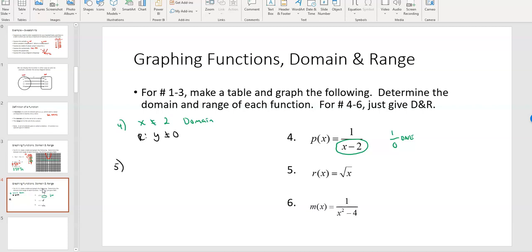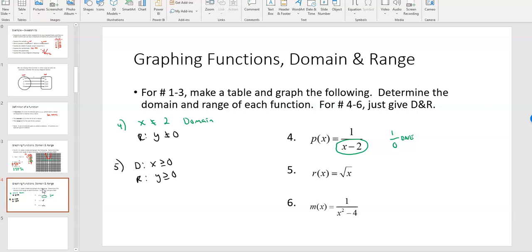For number 5, it says r of x equals the square root of x. The square root of x is the square root function. Now, I don't have any problems. There's nothing I could divide by 0 because it's not a division problem. But we don't want what's under the radical to become negative. So for my domain, I'm going to say x values that are greater than or equal to 0, because I can take the square root of 0. That's not an issue. The issue is taking square roots of things that are less than 0. When that happens, what kind of numbers are going to come out? Well, y values that are greater than or equal to 0. If you take the square root of something, you'll end up with 0 or everything above it.